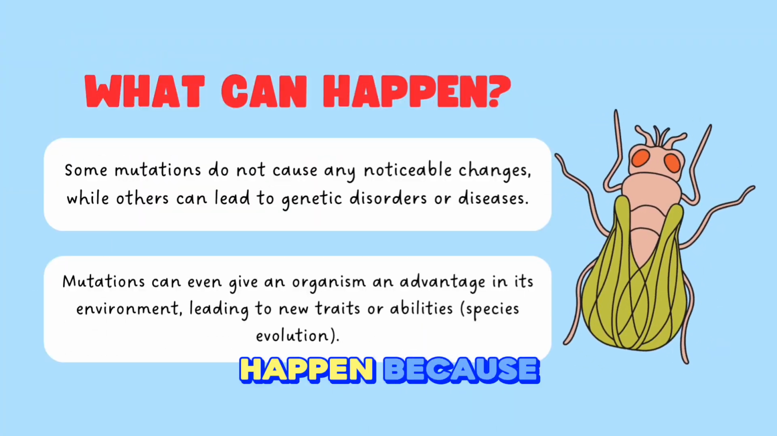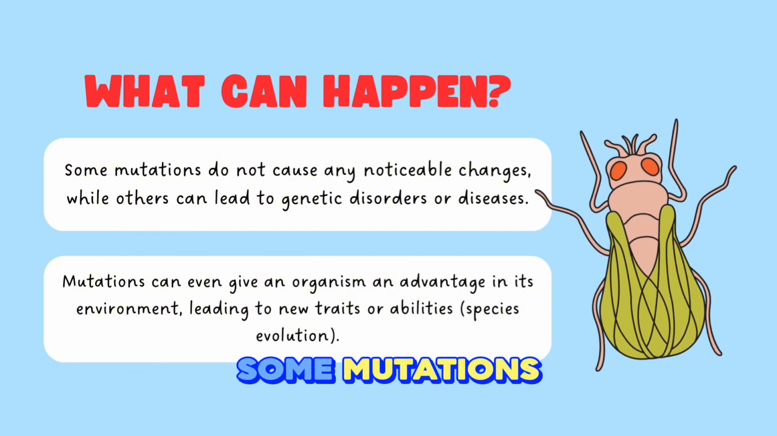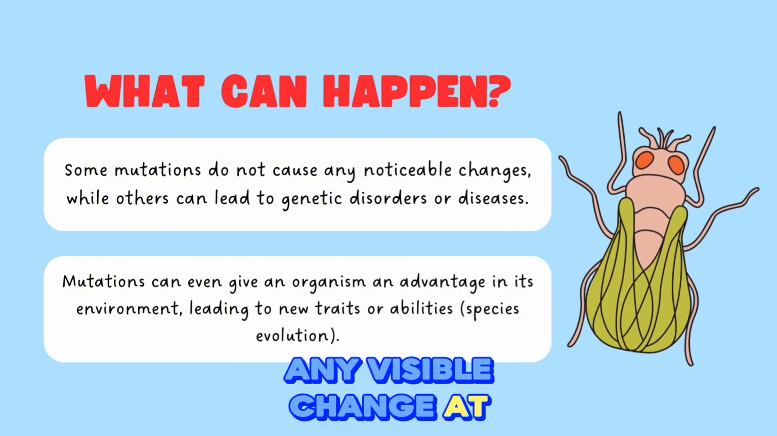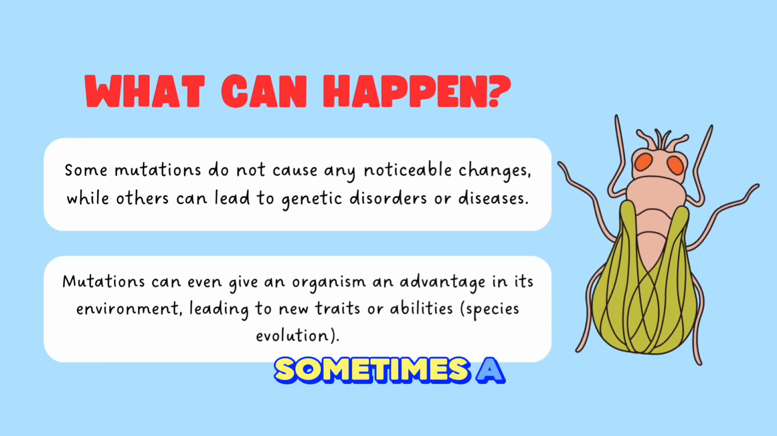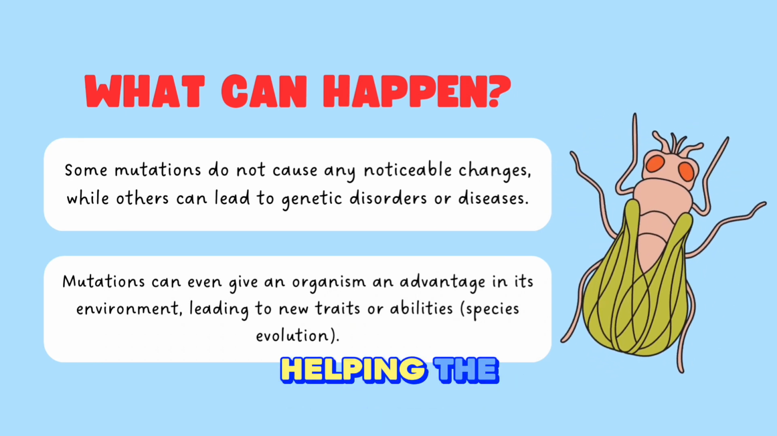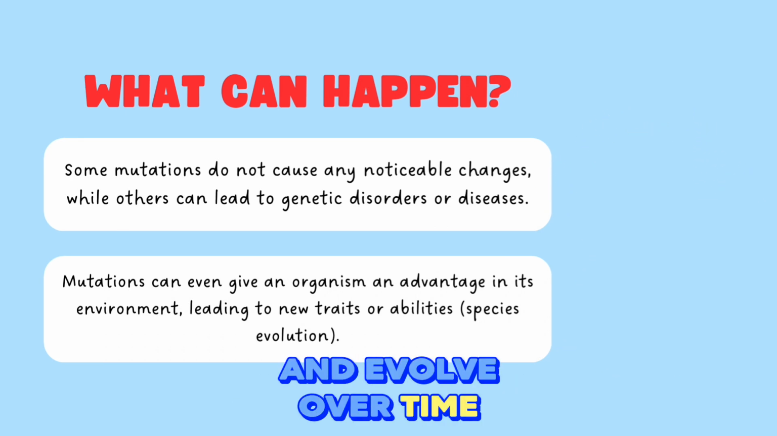So, what can actually happen because of a mutation? Some mutations don't cause any visible change at all, but others can lead to genetic diseases or disorders. Sometimes, a mutation gives an advantage, helping the organism adapt and evolve over time.